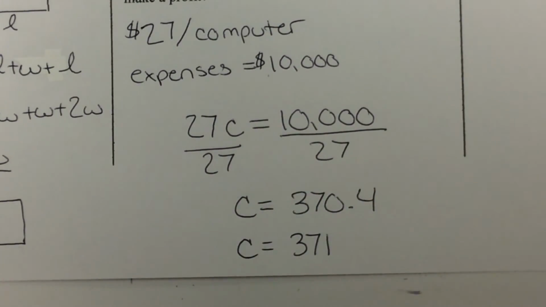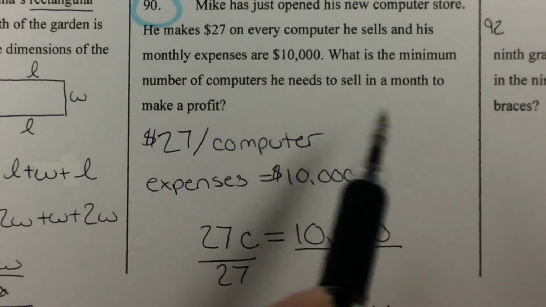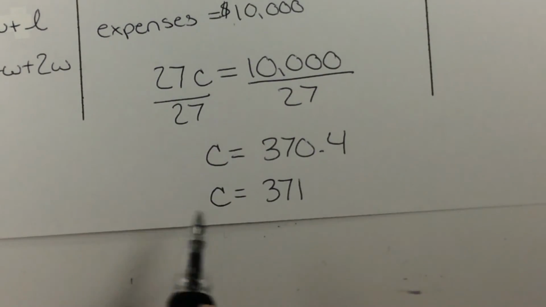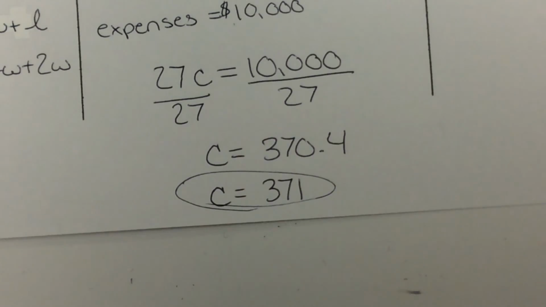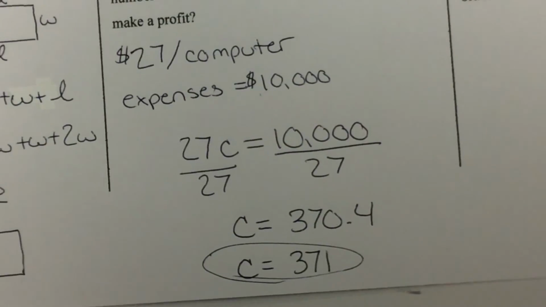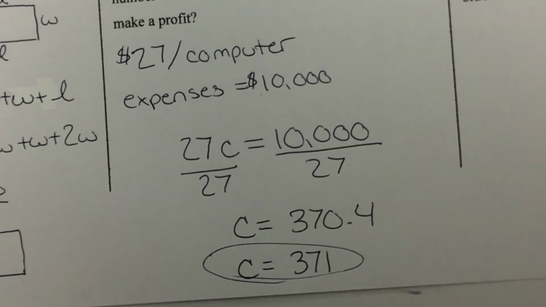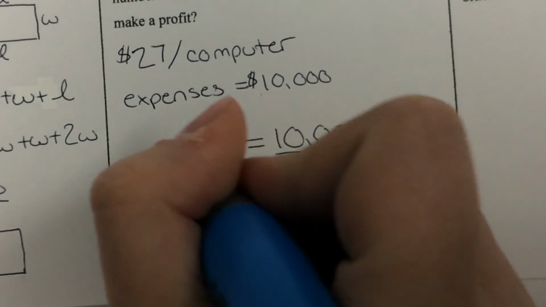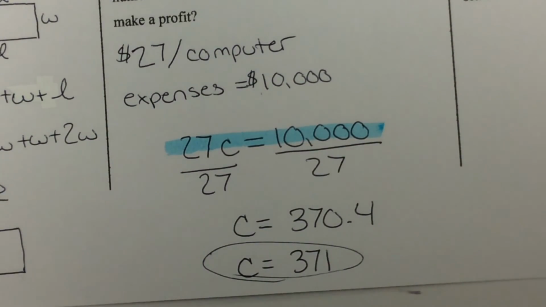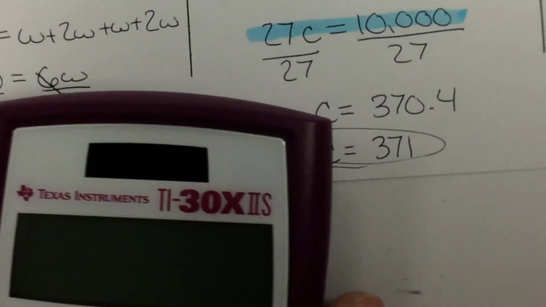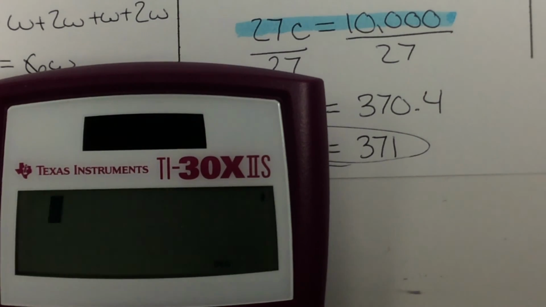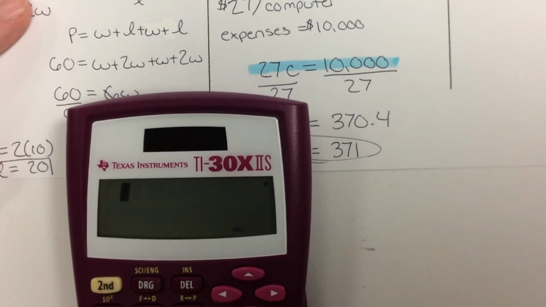371. So to answer our question, in order to make a profit, he needs to at least sell 371 computers. And we can check that math by plugging in 371 to our original equation up here at the top that I'm going to highlight in blue. Okay, so if we plug that back into here, and I'll show you what I mean. If we, let me zoom out just a little bit if I can.